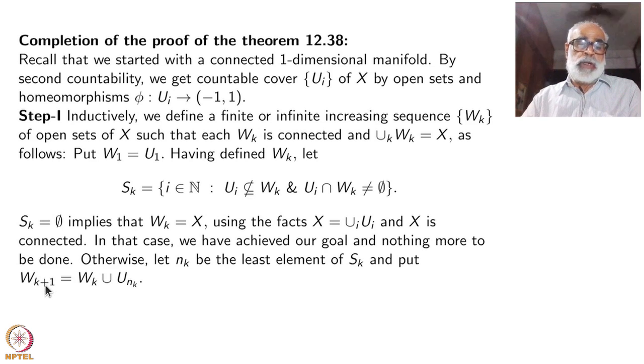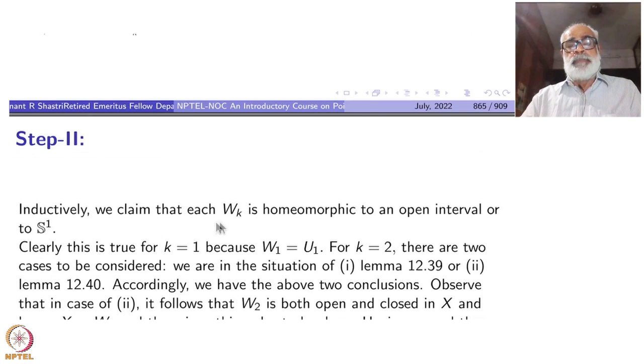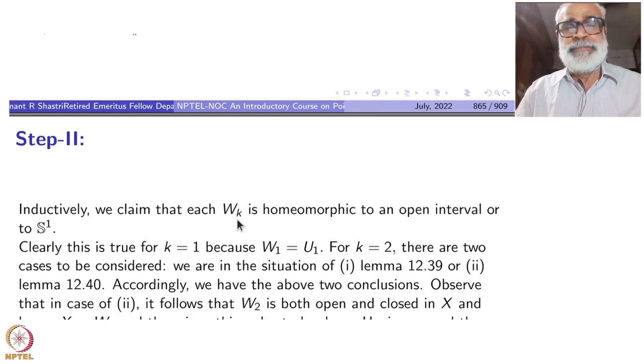This is the union, it is not one single open subset; it has to intersect one of them, intersect the whole thing, but should not be contained inside the whole thing. So w_{k+1} is larger than wk. We keep increasing, otherwise we get stagnated. That's all. Now let us see. Inductively, we claim that each Wk is homeomorphic to an open interval, or it is S1. There are two cases at each stage. As soon as it is S1, we know that we have come to an end.